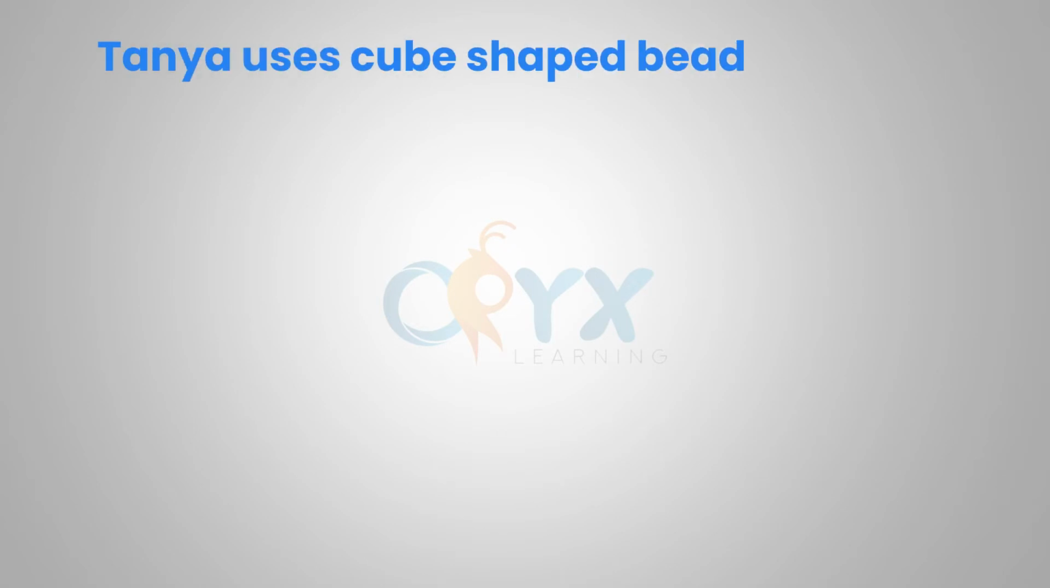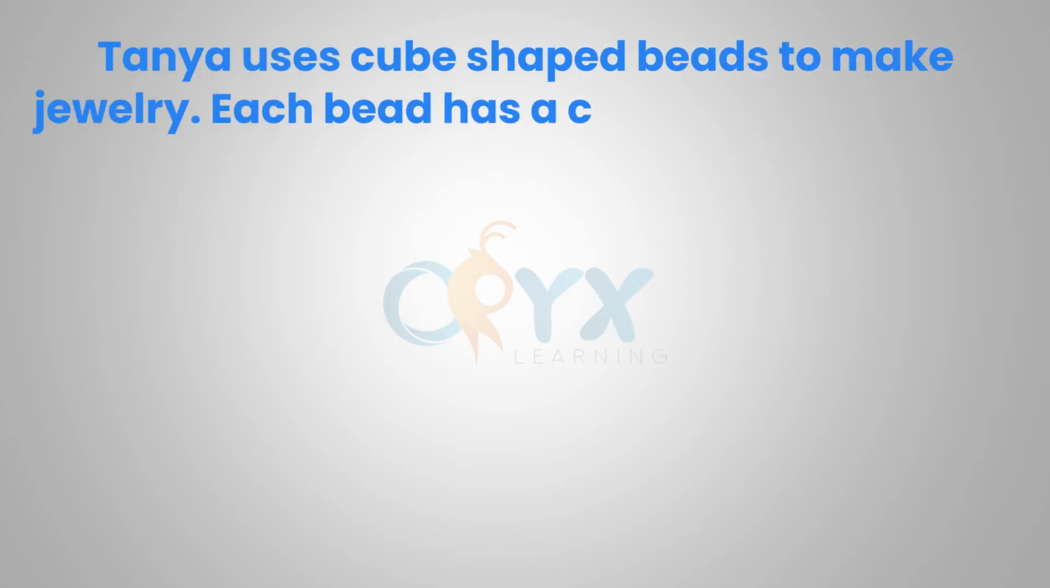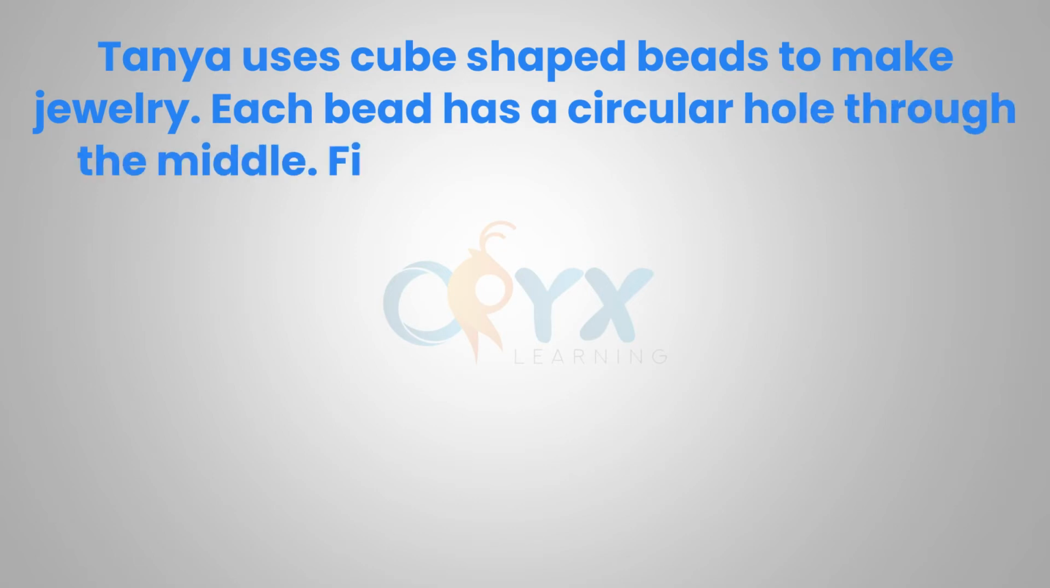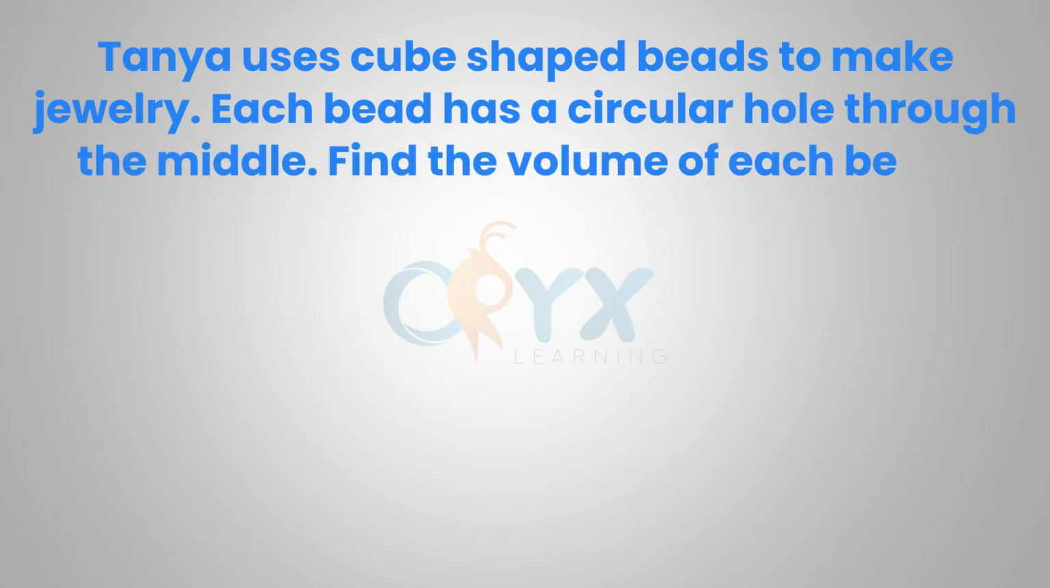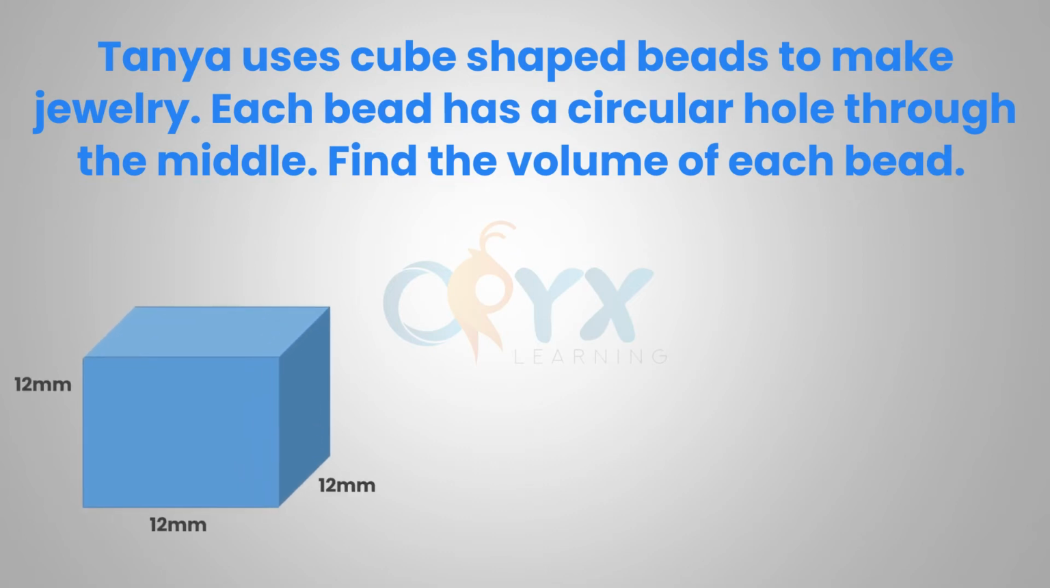Tanya uses cube-shaped beads to make jewelry. Each bead has a circular hole through the middle. Find the volume of each bead. So here we have an image of our bead. The cube is 12 by 12 by 12, and the cylinder has a diameter of 2 millimeters.